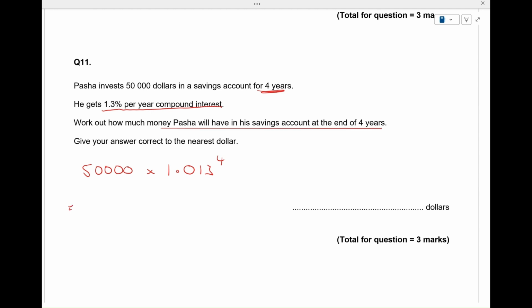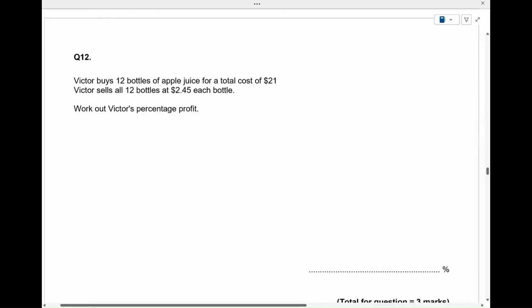Okay, so he starts with 50,000. We're going to multiply by 1.013 to the power of 4. So that's 52,651.14083. Give your answer correct to the nearest dollar. Okay, so 52,651. Question 11 done.